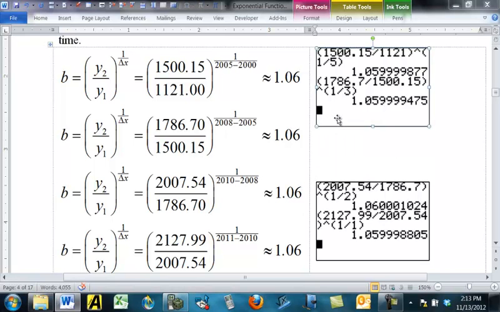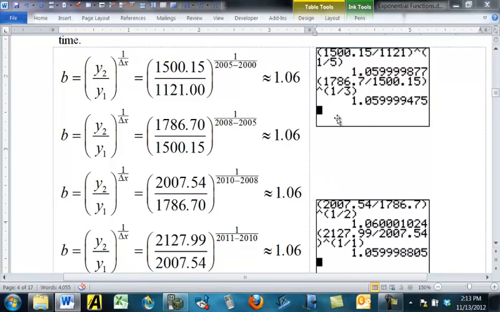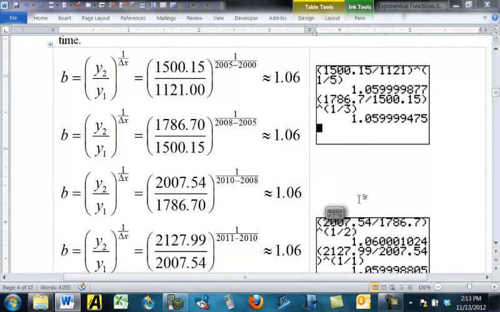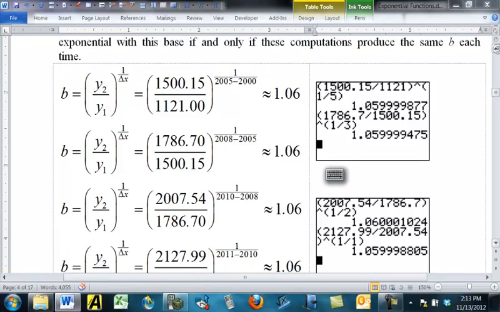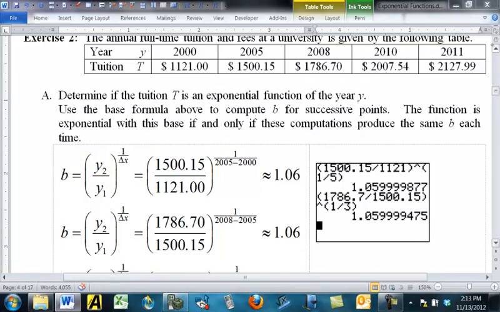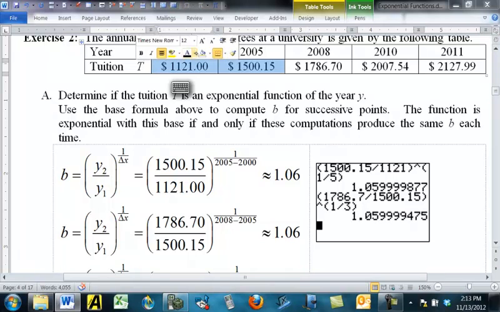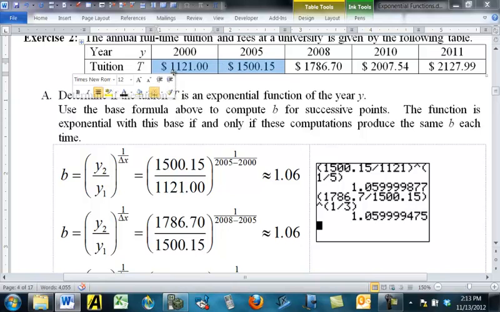Okay, so this first one, to find b, we go to the table, and let's see if we can see the table so you see where we're getting these numbers. So delta x is across here, 2005 minus 2000. That's 5 years, so I'm going to raise to the 1/5 power, which you can see I did here in the calculator. And we're going to divide the y's: final y divided by initial y, final x minus initial x.